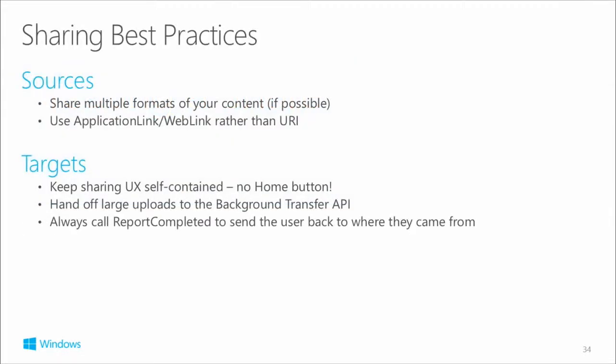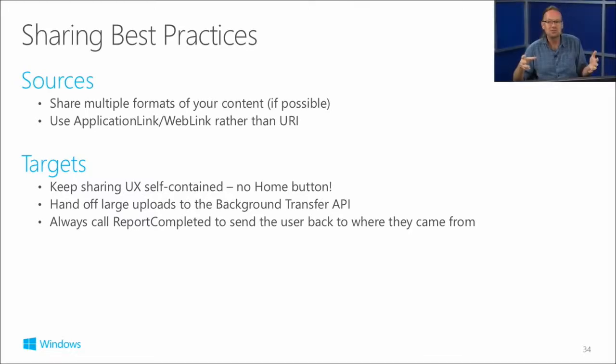Sharing best practices. If you're a share source, share as many different formats as you can, if possible. It just widens both the number of apps that you can share to, and also gives them as rich a type of data as possible to handle. So they can choose to use any, all, or none of what you send. They'll obviously choose the richest data format that makes sense to whatever the share target is going to do with it.